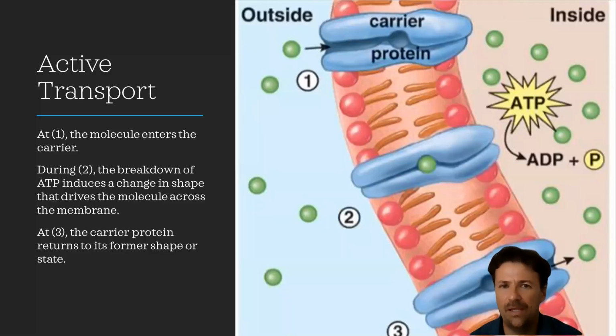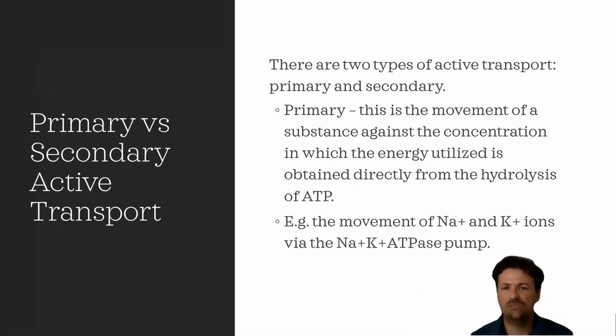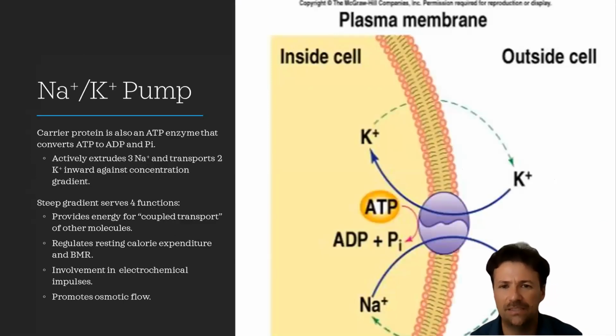So in this diagram here, we see we want to move this substance in green against its concentration gradient. It requires a carrier protein, and that carrier protein is going to have to utilize energy to achieve that movement. Now, active transport is divided into two, primary and secondary. Primary active transport is when the energy for the movement comes directly from the hydrolysis of ATP. And the classic example of that is the sodium-potassium ATPase pump.